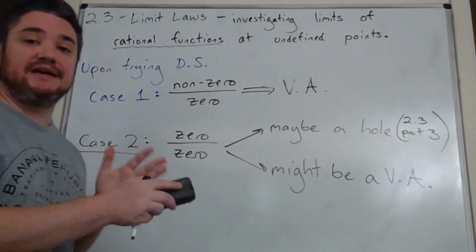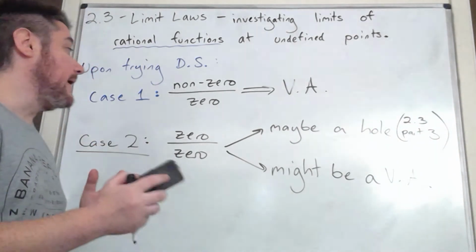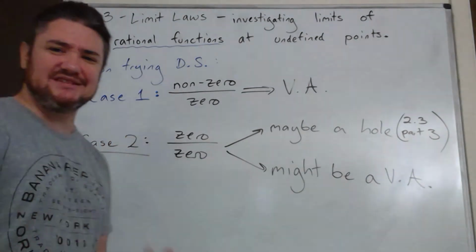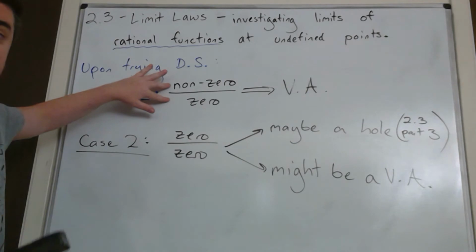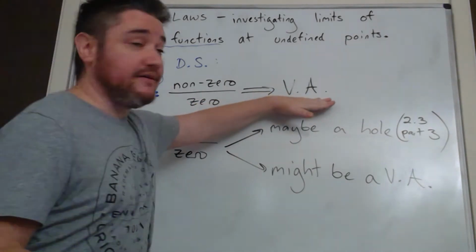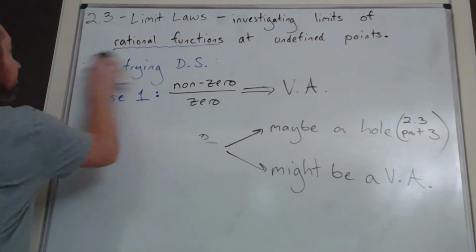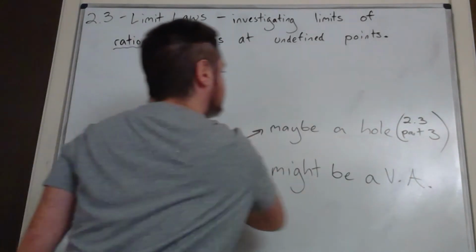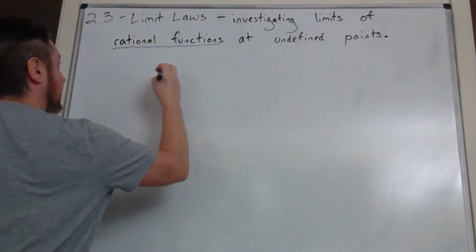That always means you can do a cancellation. That means there's going to be common factors, common terms that we can cancel. And once we cancel those, then we have to see what happens. If you cancel those and then you run into this scenario, then it's possible that you still have a vertical asymptote, okay? Even though you had this. So let's look at an example of that.